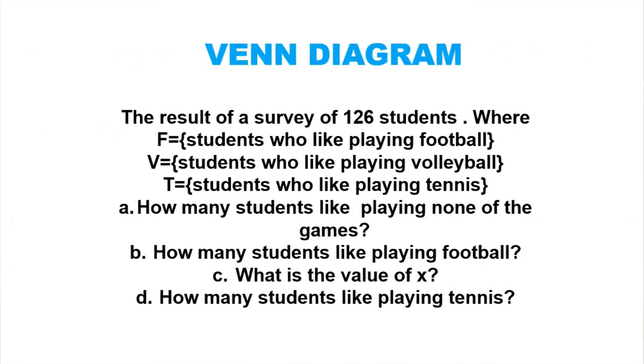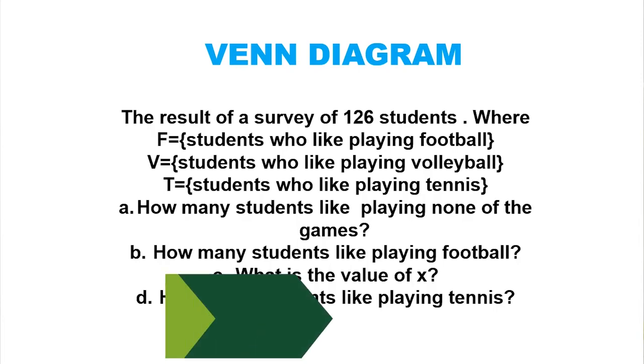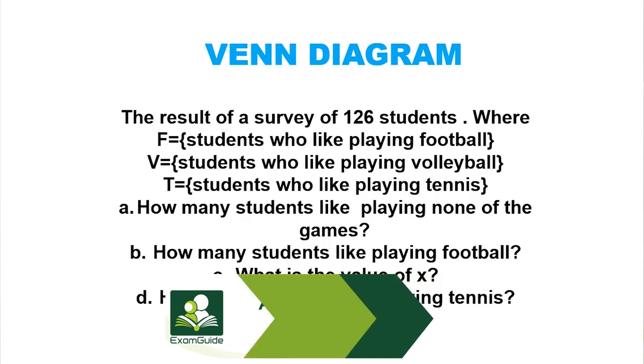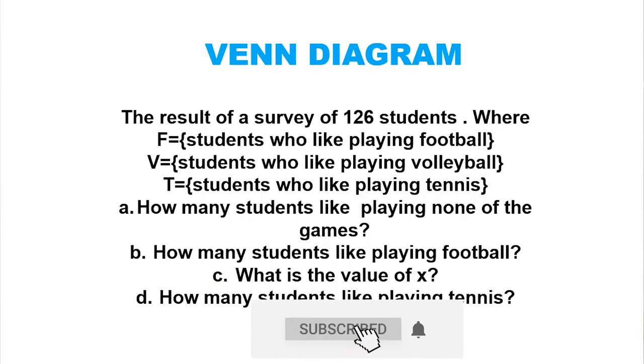Now look at another Venn diagram question. The result of a survey of 126 students were as follows. F equals students who like playing football. V, students who like playing volleyball. T, students who like playing tennis. Now, how many students like playing none of the games? How many students like playing football? What is the value of x? How many students like playing tennis? Let us see the diagram for this question.